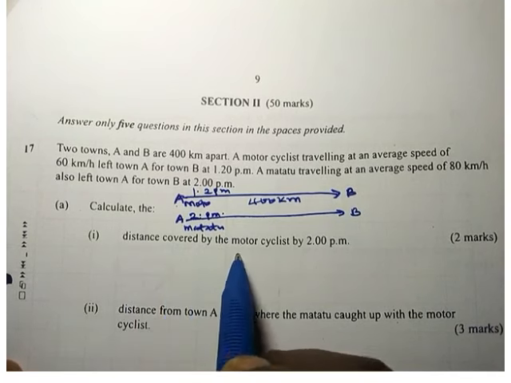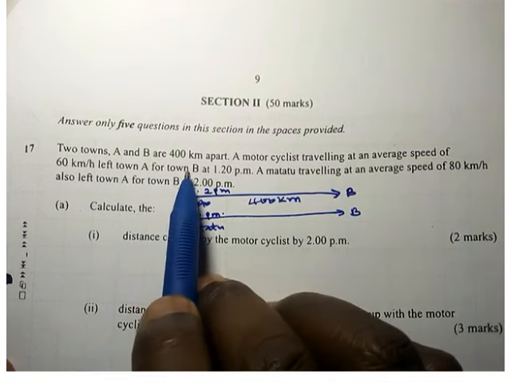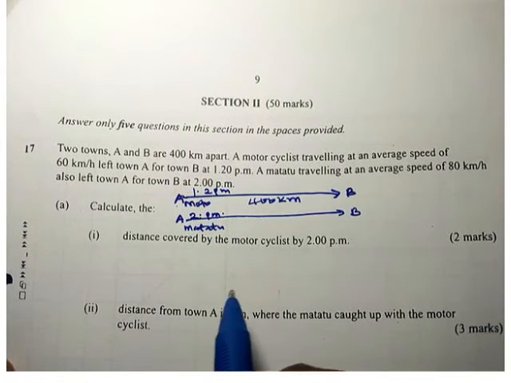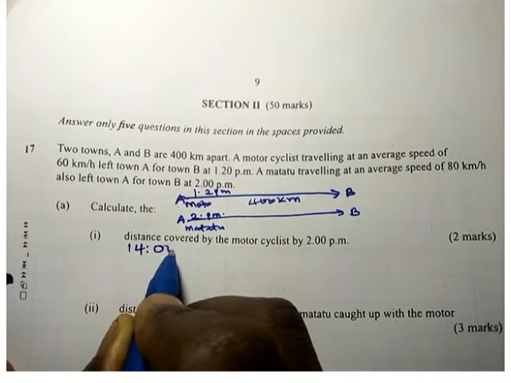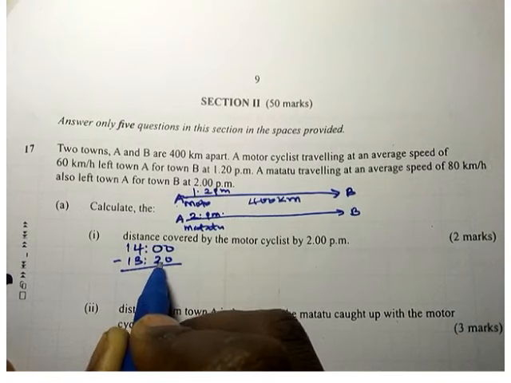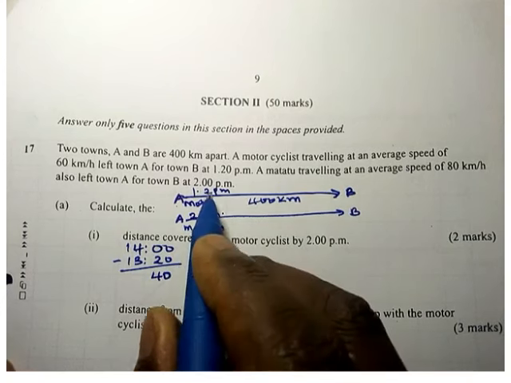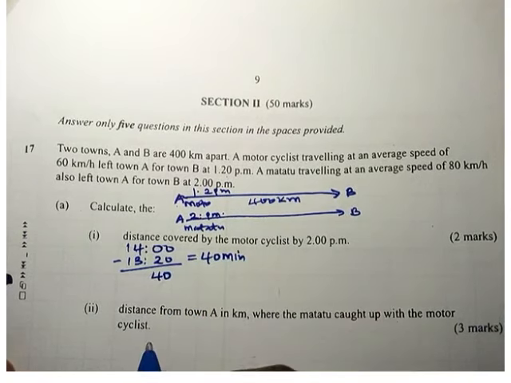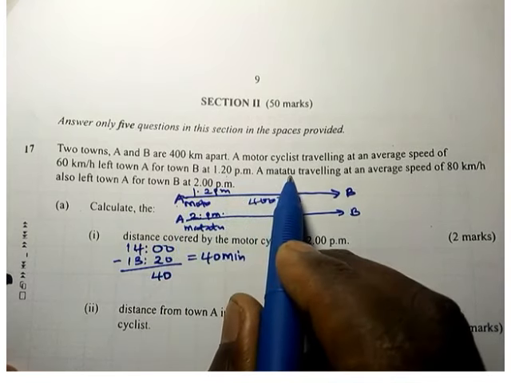Calculate the distance covered by the motorcyclist by 2 p.m. So the motorist, remember, started at 1:20. So by 2 p.m. we want to get the time taken. So that is 2 p.m., that is 14:00. You subtract 13:20. You borrow one here, and that is 40. So from 1:20 p.m. to 2 p.m. we have 40 minutes. Now we want to get the distance the motorist traveled before the matatu started.